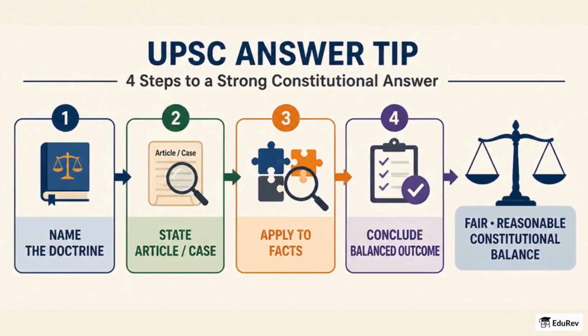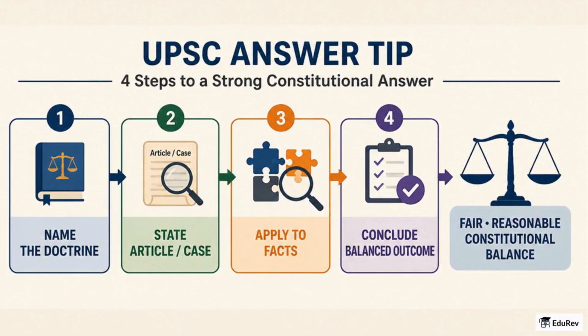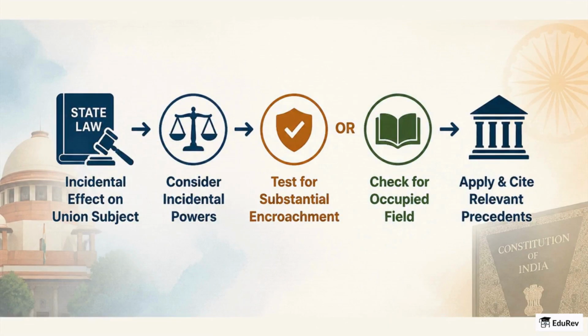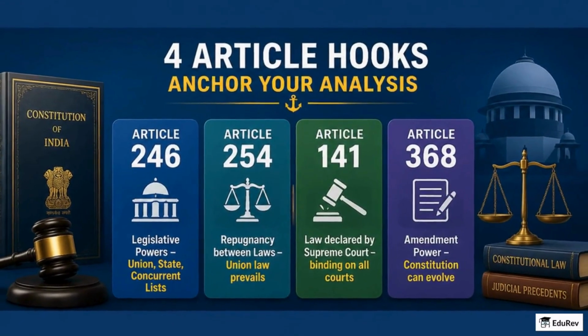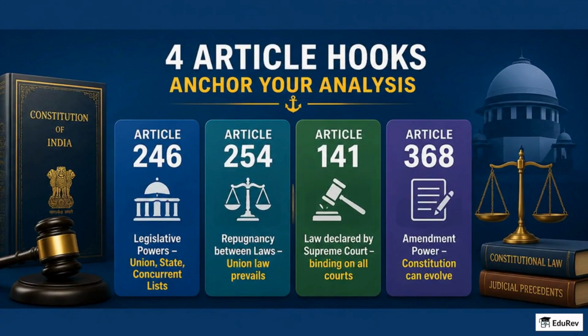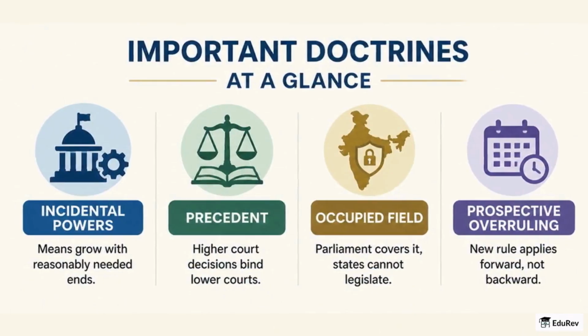A short tip for UPSC answers. Always name the doctrine, state the relevant article or case, apply it to the fact pattern, and conclude with a balanced outcome. For instance, if a state law incidentally affects a union subject, discuss incidental powers. Then test for substantial encroachment or occupied field and cite relevant precedents. Also remember Article 246, Article 254, Article 141, and Article 368 as frequent hooks in constitutional questions and use them to anchor your analysis. Let me give you a compact memory map.